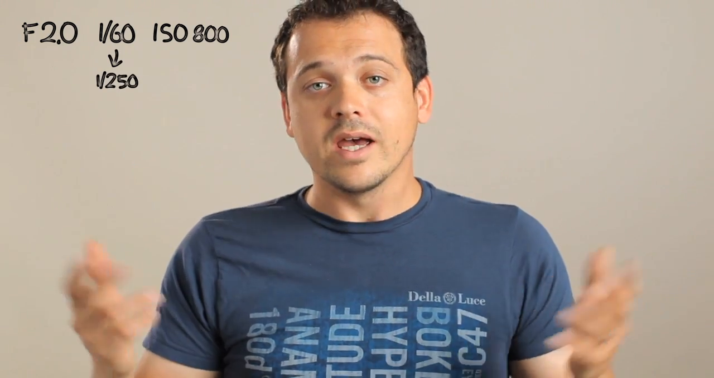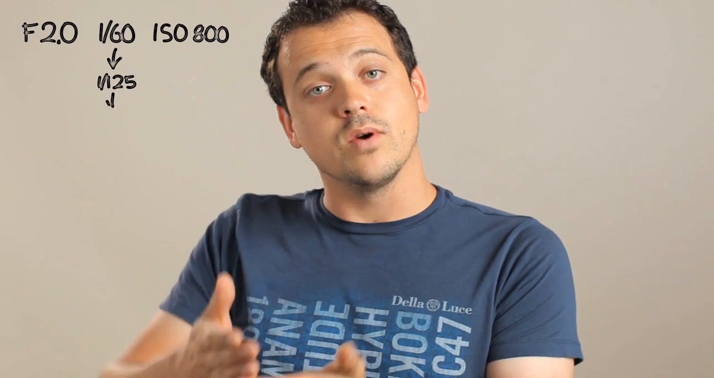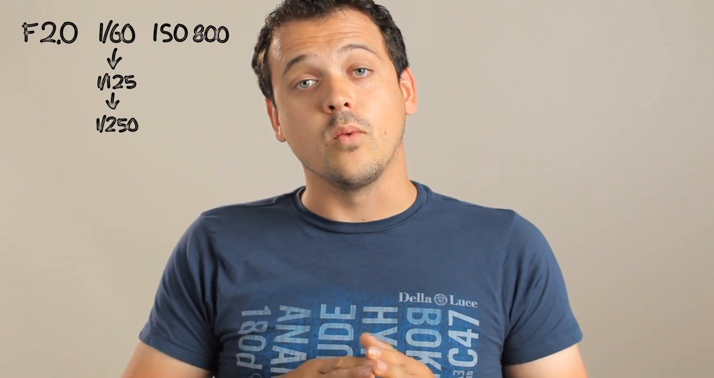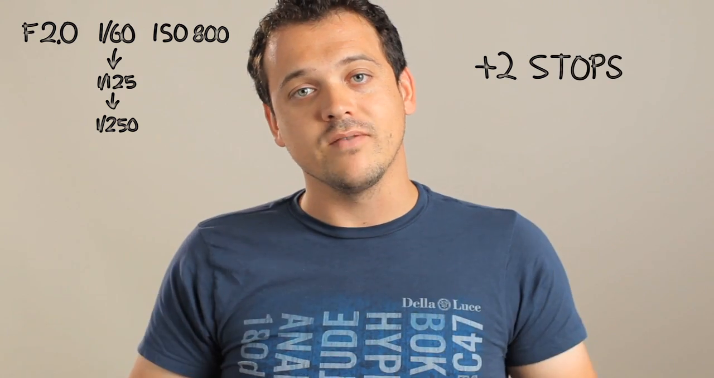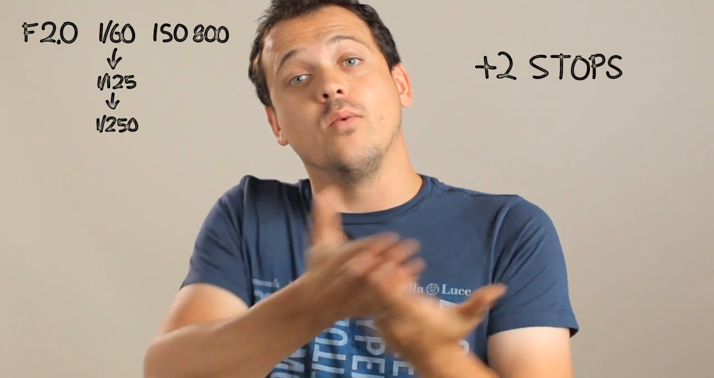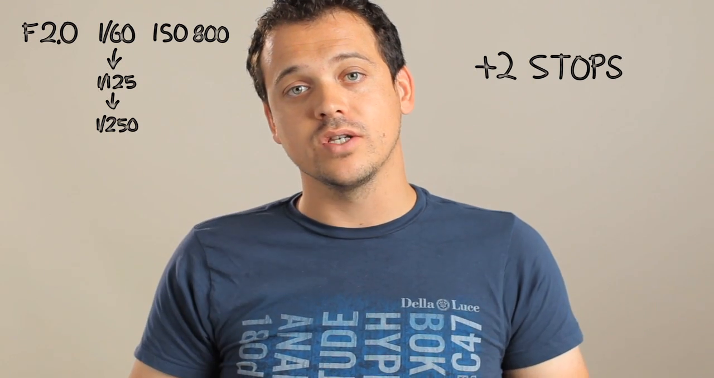Now, how much light is that? Well, if we remember going back to our different stops of light, it goes 1/60, 1/125th, 1/250th. So therefore, we need to add 2 stops of light coming in because we're taking away 2 stops of light as we increase our shutter speed.